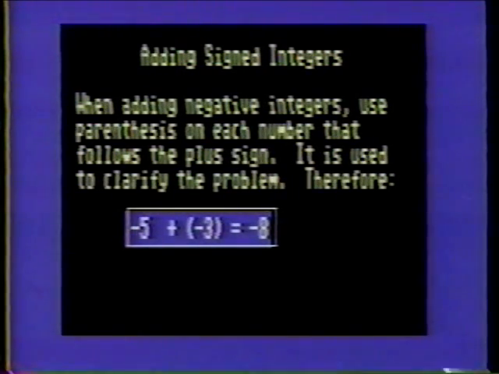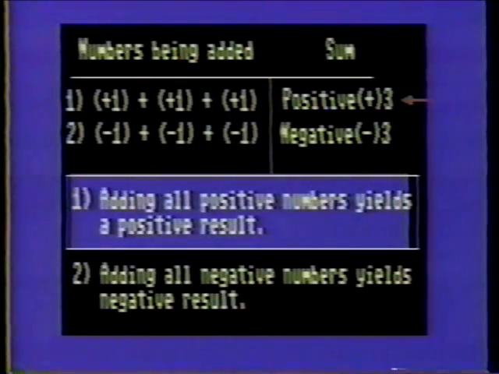Let's look at a chart to help better understand these concepts. Note the first example in our chart. Positive 1 plus positive 1 plus positive 1 is positive 3. Adding all positive numbers yields a positive result. Interpreted, that means if every number in the equation is positive, then the final result is positive.